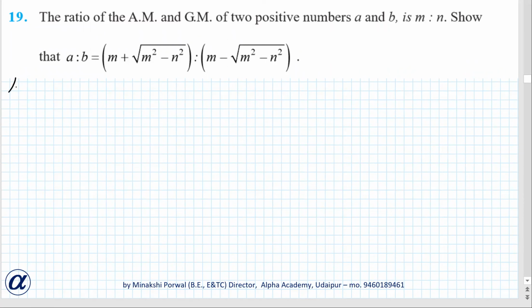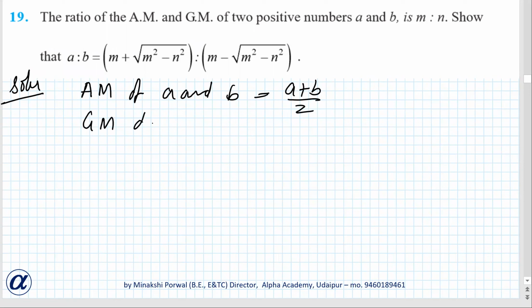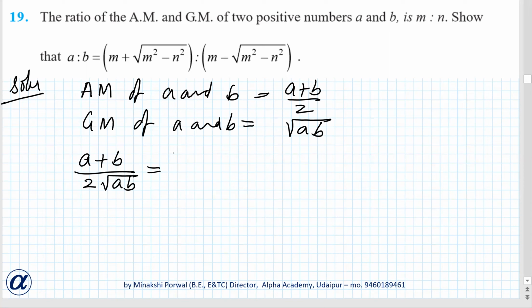So the ratio of the arithmetic mean and geometric mean of A and B is M is to N. First of all, the arithmetic mean of A and B is (A plus B) by 2. The geometric mean of A and B is under root AB. The ratio of arithmetic mean and geometric mean is (A plus B) by 2 divided by under root AB, so this is equal to M by N. Now we have to find the ratio of A is to B.